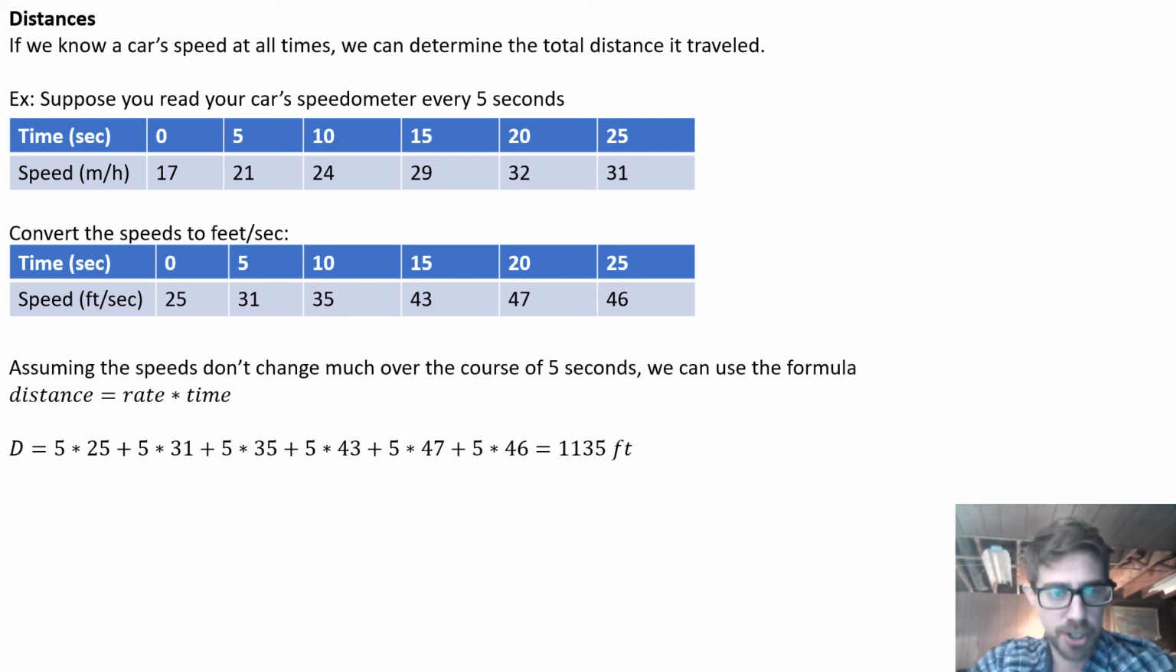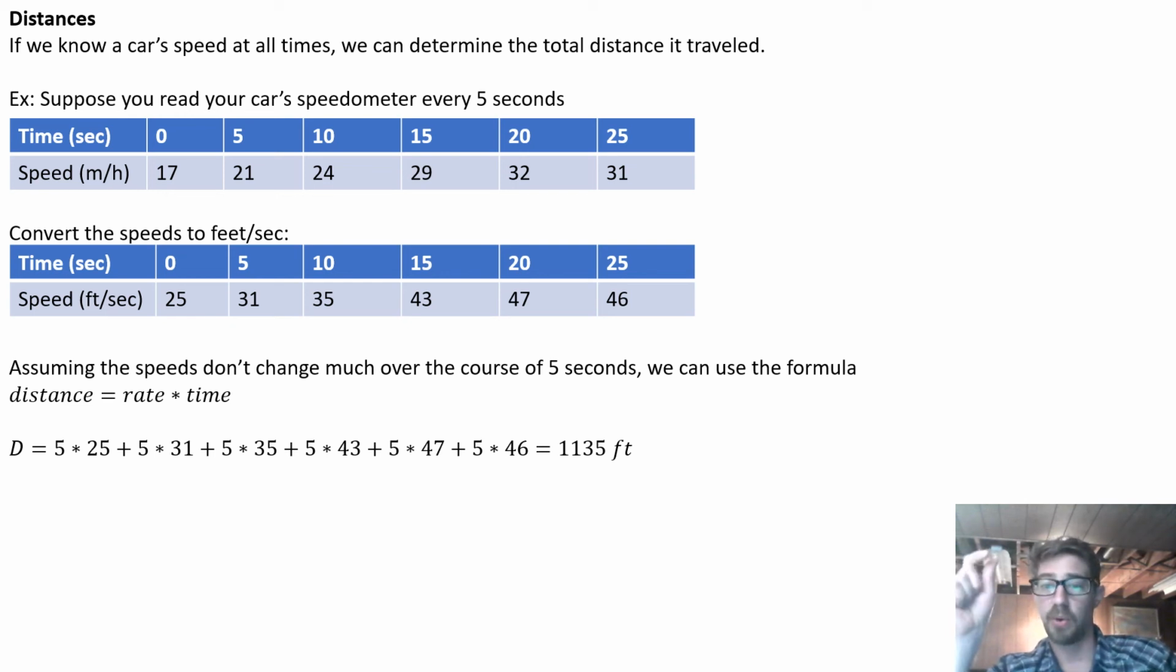So now it's just number crunching again. So notice all the times are the same. The time is always 5 seconds. So that should remind you of our equally wide subintervals. We chopped it up into 5-second time increments. So all the times are the same, and then the rates changed. So you could factor that 5 out front. So it would just be 5 times, what, 25 plus 31 plus 35 plus 43 plus 47 plus 46. So that's what it turns into, just calculator, that's 1,135 feet. So that's our estimate. Again, it's not a great estimate, but it's the best we got.